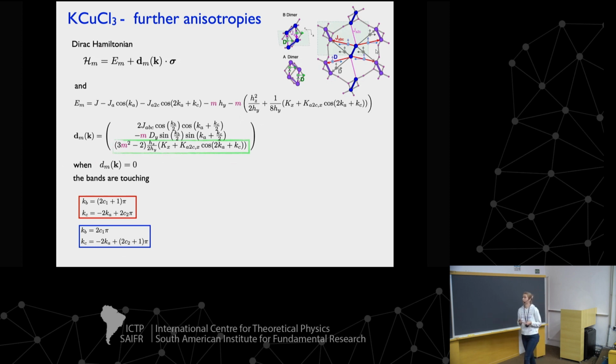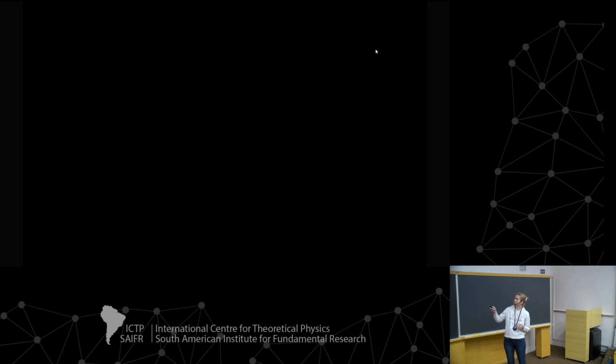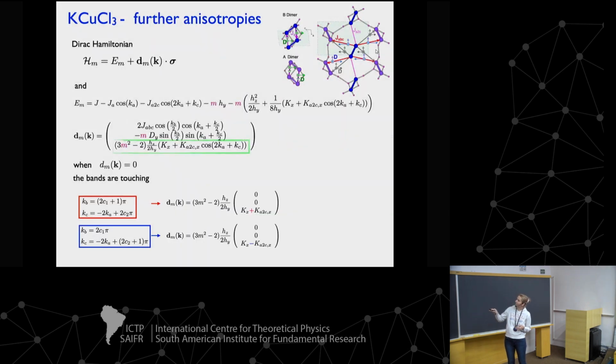And the question is, okay, if we include additional anisotropies, what will happen to this band structure? In fact, there are a lot of different terms that one can include, but please take my word for it that most of them are pretty boring and nothing will happen. They will just renormalize the coefficients that we have for the y and the x component of this D vector. What actually will give rise to the Z component is if we tilt the magnetic field away from the B direction by a small angle.